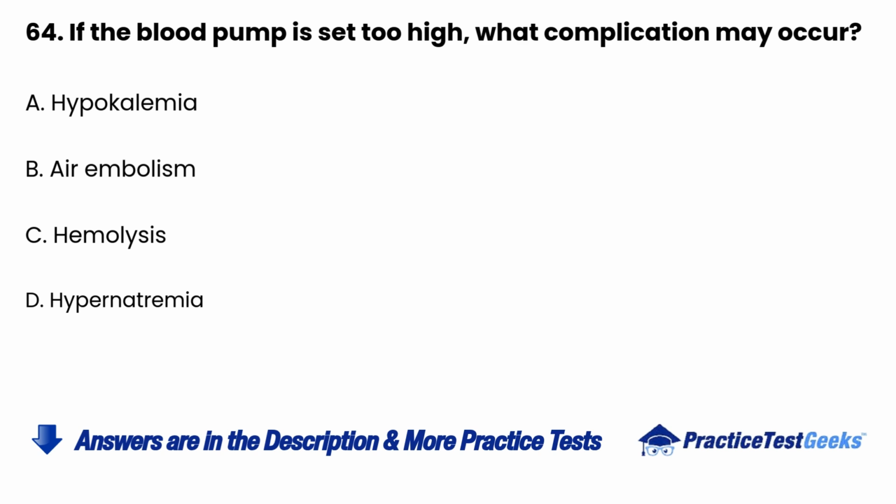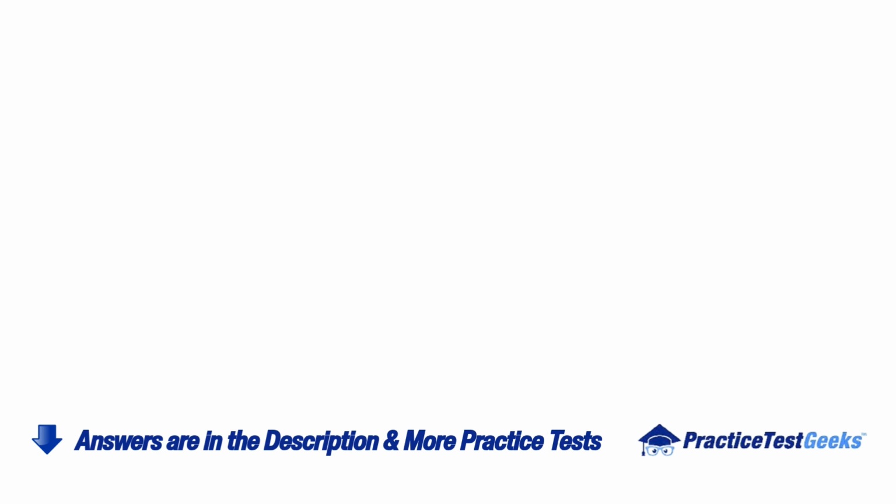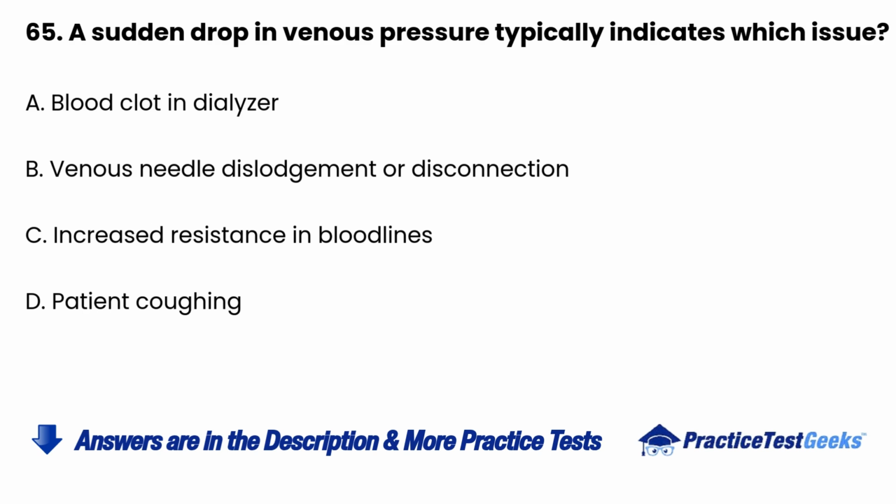64. If the blood pump is set too high, what complication may occur? A. Hypokalemia. B. Air embolism. C. Hemolysis. D. Hypernatremia. 65. A sudden drop in venous pressure typically indicates which issue?